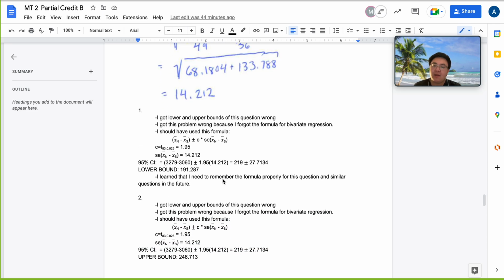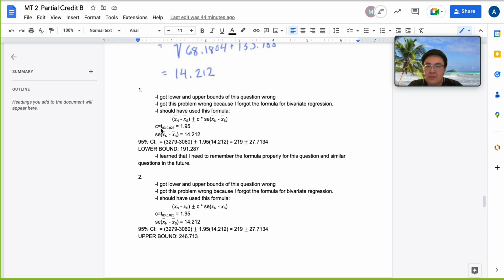14.212. For the critical value, it is equal to t of 83 at 0.025, and the reason why it's 0.025 is because it's a two-tail test at the 5% significance level. So our critical value is 1.95. The whole 95% confidence interval is equal to 3,279 minus 3,060 plus or minus the critical value of 1.95 times the standard error of 14.212. You should get 219 plus or minus 27.7134.